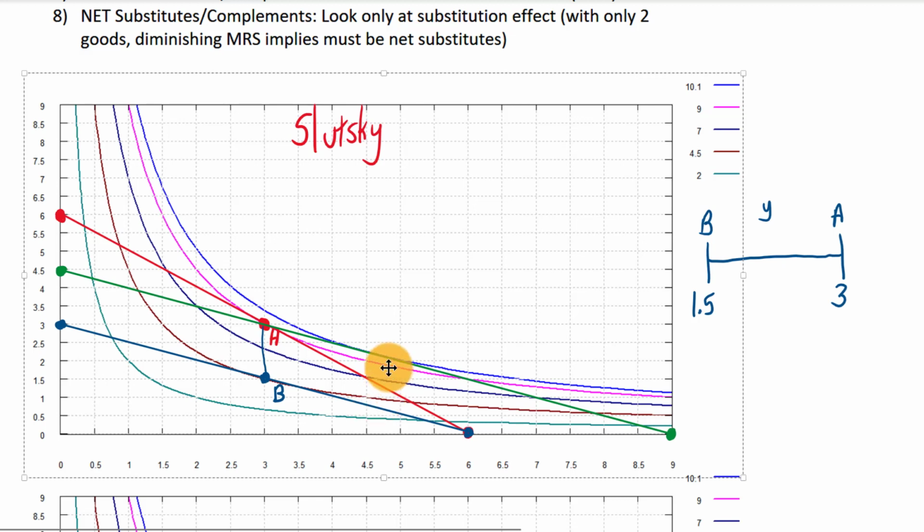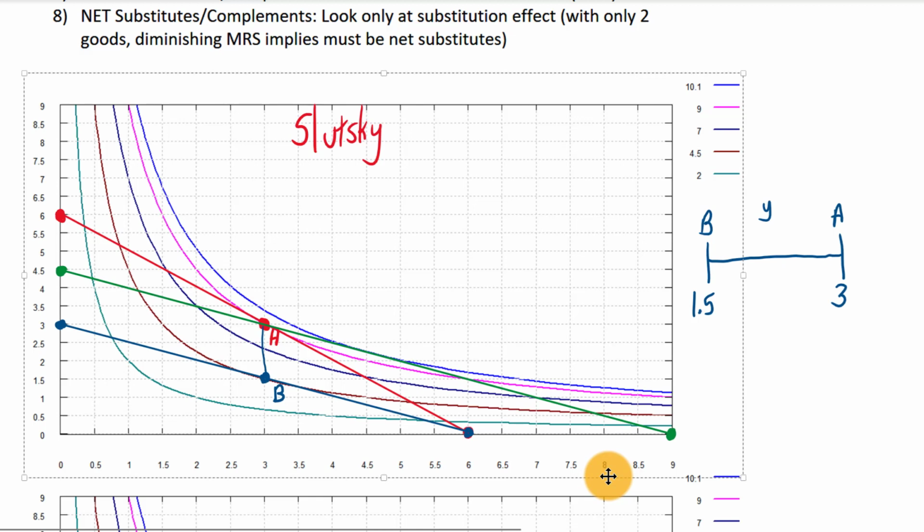It's always the difference between the two budget lines that are parallel, because a parallel shift in a budget line is an income change. Now, what we've done here between the red and the green is we have rotated. We have twisted through point A.